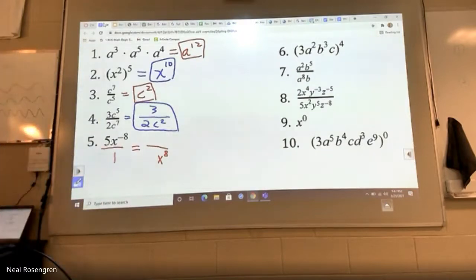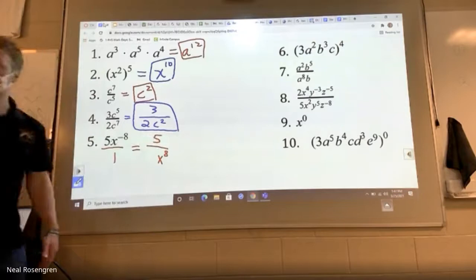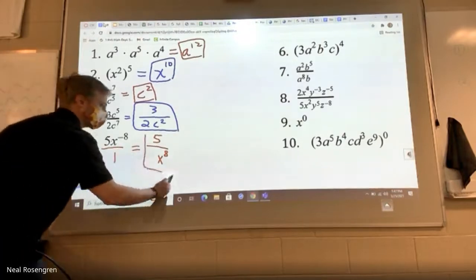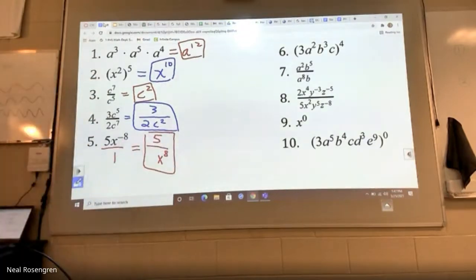It's just the x that moves down to the bottom. The 5 is actually going to end up staying on top. So make that change on your paper so we can make sure that we fix that issue next time in case this comes up.